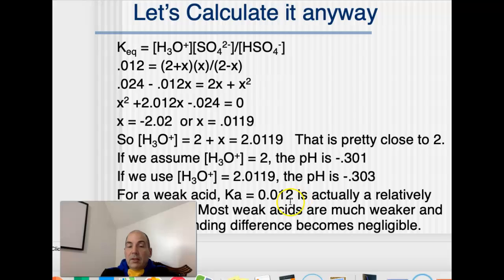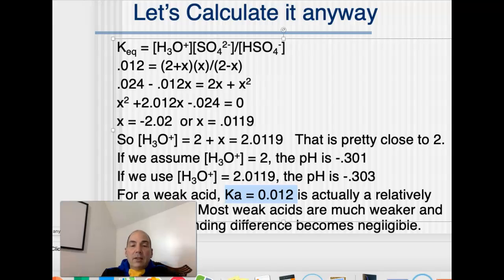So the point being, the first ionization is really the only significant ionization. So we end up basically right where we were. And again, this Ka value for a weak acid is really kind of big. Most Ka values are 10 to the -5th, 7th, 9th, 13th, etc. Much, much smaller numbers. So it becomes even more negligible.